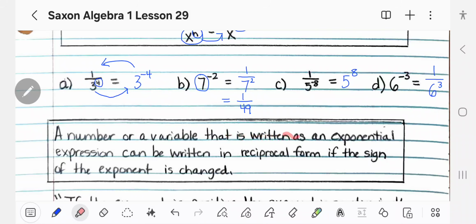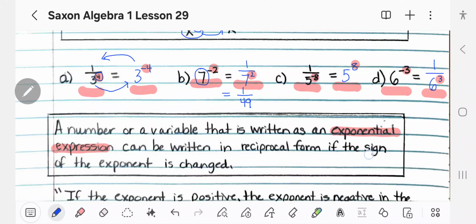A number or a variable that is written as an exponential expression. Here's your exponential expression. It can be written in reciprocal form if the sign of the exponent is changed. And you can see that here. Here's your exponential, and this is your reciprocal form, and the sign of the exponent has changed.